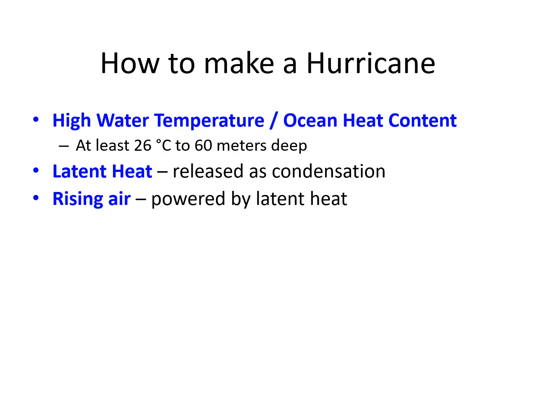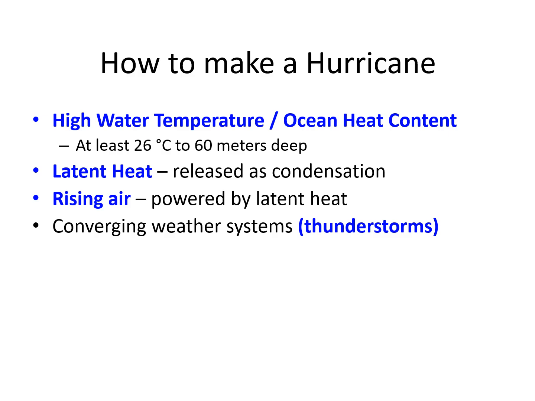Rising air is powered by that latent heat. So as condensation happens, that warms the air, and that allows further rising of the air. That's how you get the towering cloud tops of the hurricane. And if this is just happening in one spot, all you get is a thunderstorm.